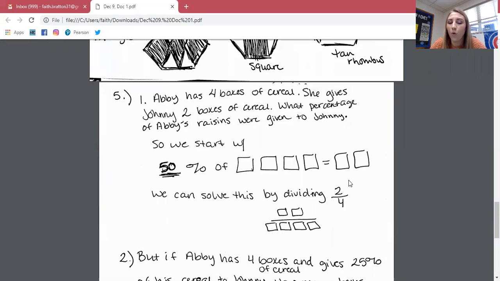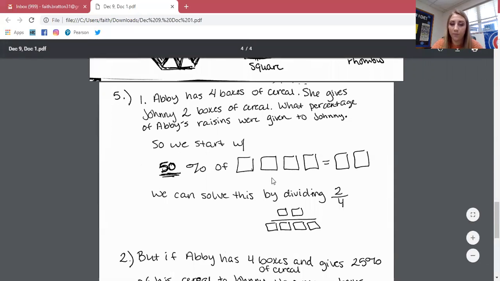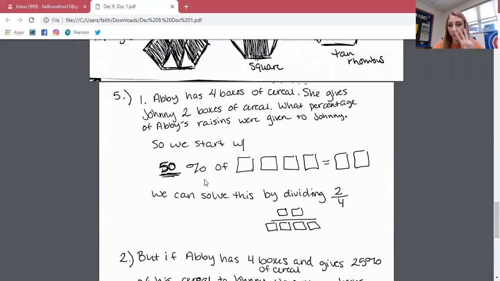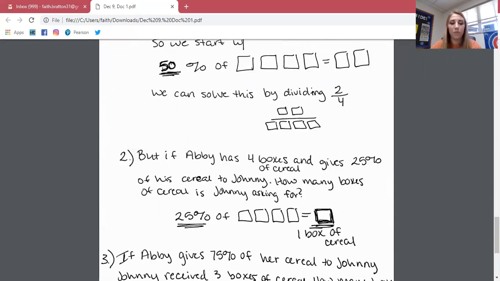Abby has 4 boxes of cereal. She gives Johnny 2 boxes. What percentage of Abby's cereal was given to Johnny? If we have 4 boxes, and she gives Johnny 2 of them, we can solve this problem by dividing 2 over 4. You'll get 50%. Just like if you had 2 and you take away 1, that's 50%.